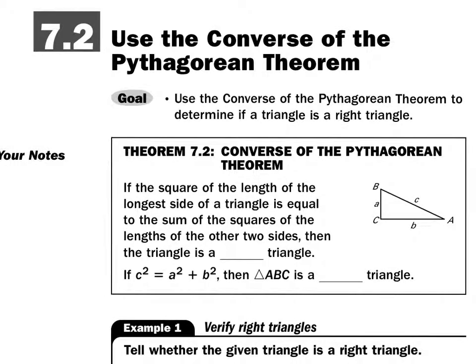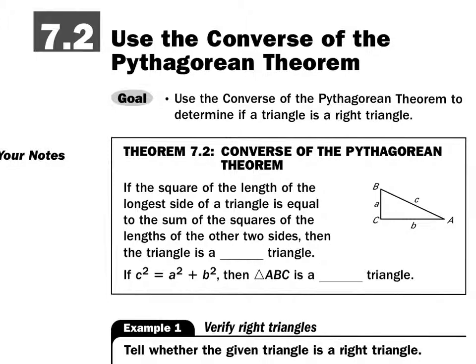Use the converse of the Pythagorean theorem. First, let's talk about what a converse is. If you had this in logic, then you already know that converse is the backwards version of a statement. So if I have a statement like, if I'm a girl, then I'm female, the converse of that statement would be, if I'm female, then I'm a girl.